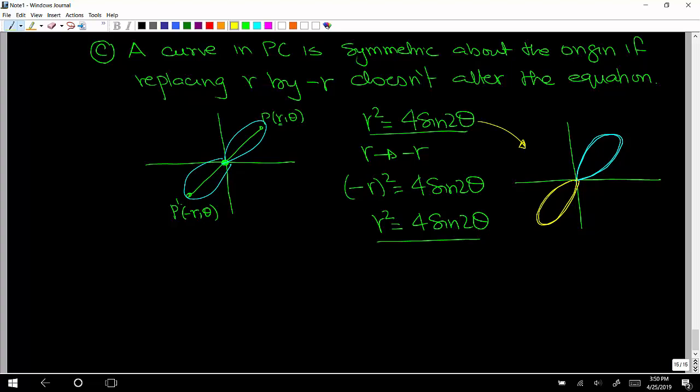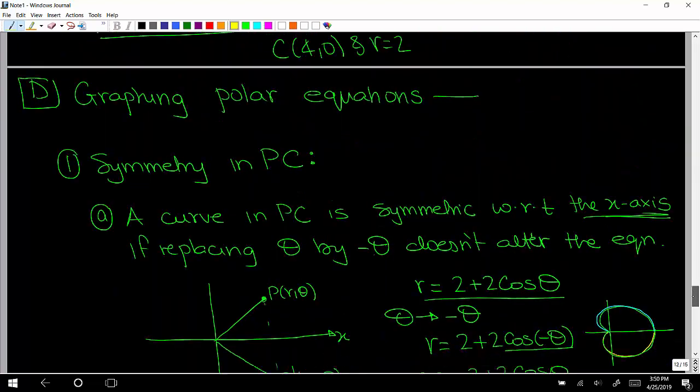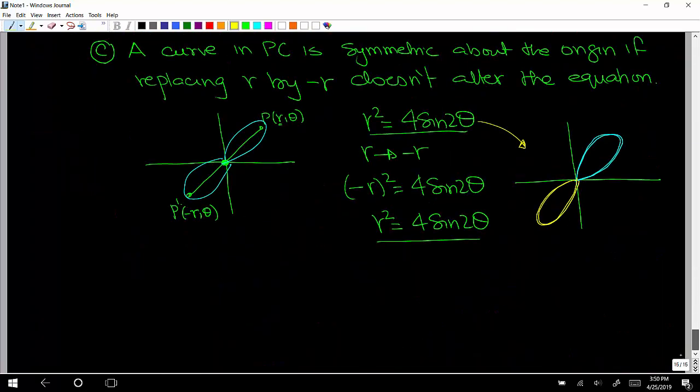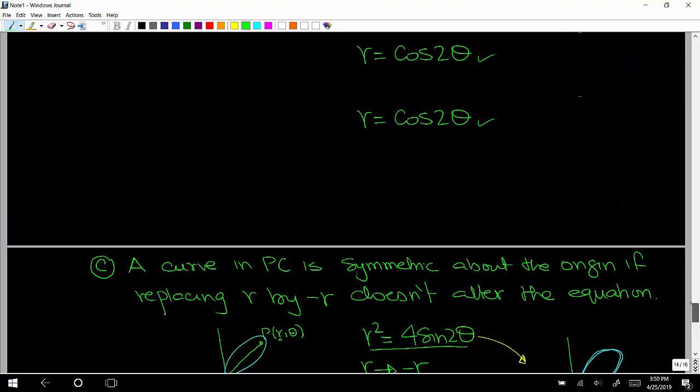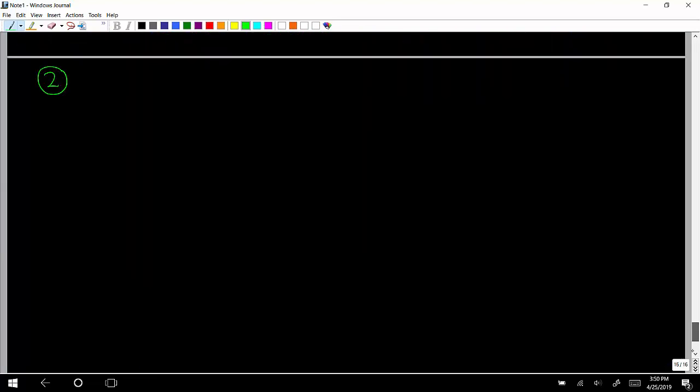Alright. So now we know something about symmetry, and you can use that, or you cannot. In some problems, that may make it easier, quicker to graph. But even if you don't use symmetry, you can graph most polar curves without symmetry too. So the next thing we're going to take a look at is graphing polar curves.